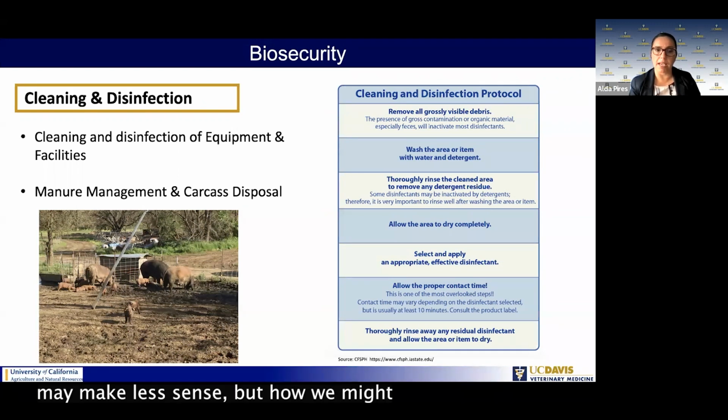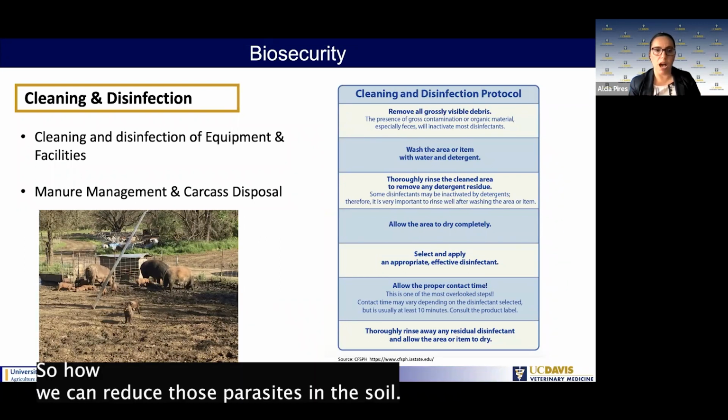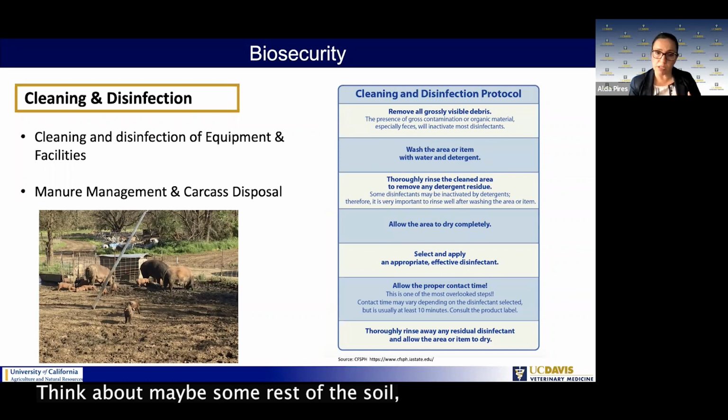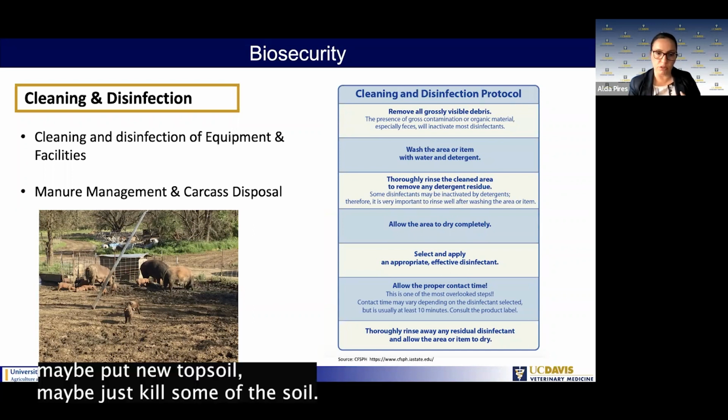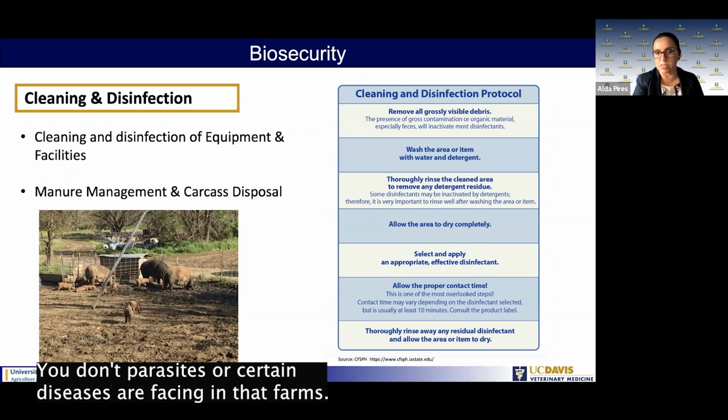But imagine if you have a parasite problem, which I will talk about later on. How can we reduce those parasites in the soil? Think about maybe giving some rest to the soil, maybe putting down new topsoil, maybe just tilling some of the soil. So think about how we can break the cycle, either of parasites or certain diseases, that we are facing on that farm.